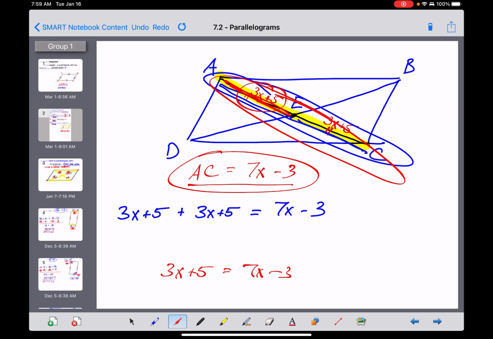All right, guys, that's everything we have there for section 7.2. So let's give that homework a try. Check your answers as you're going through it. Good luck, everybody.